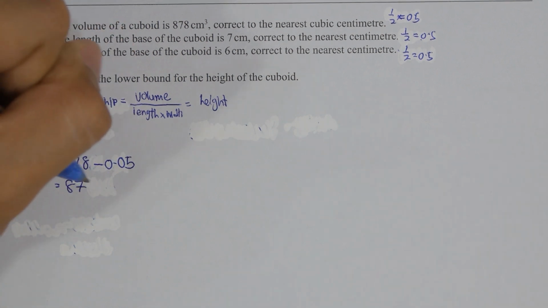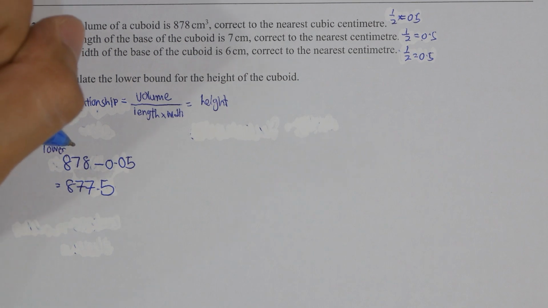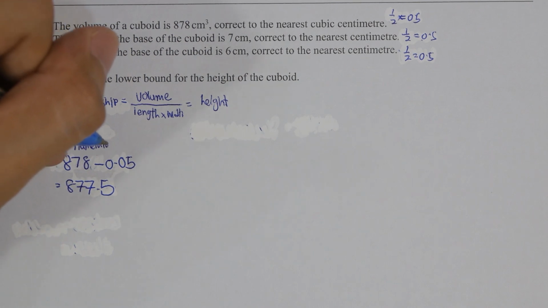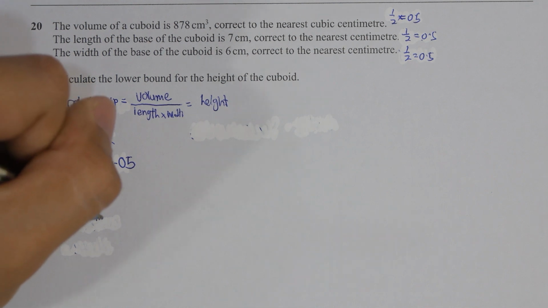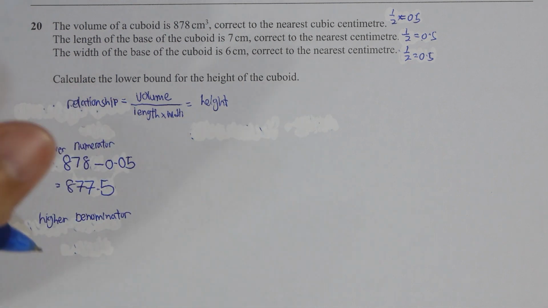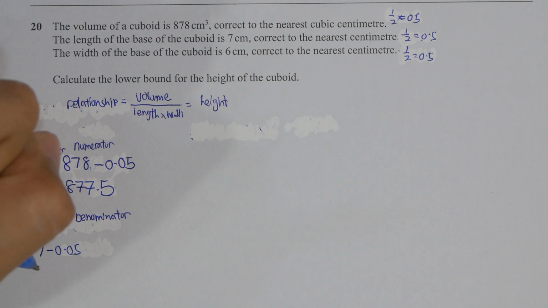The information we are required for the numerator part is to minus 0.05, then you get 877.5, whereby for the higher denominator, for the length and width, we are required to add 0.5 into it. So after the calculation, you will get 18 cm as the lower bound of this height.